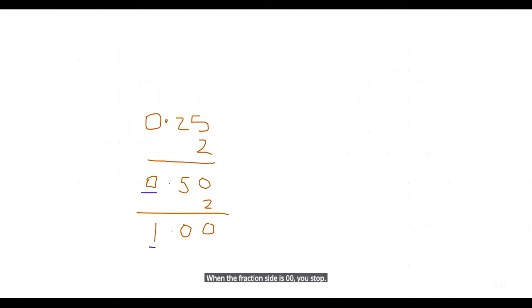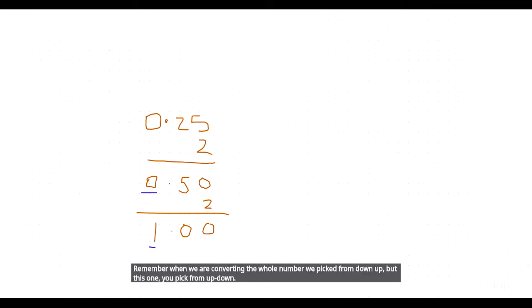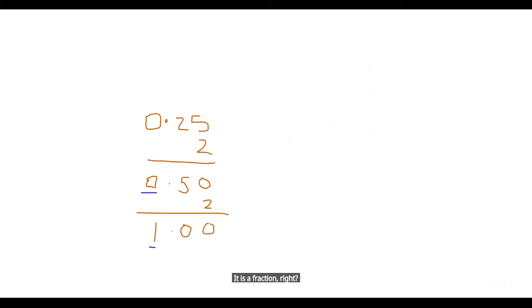Now you pick your digits from up, down. Remember when we were converting the whole number, we picked from down up. But for this one, you pick from up, down. It is a fraction, right? So it is going to be 0 point, and I've not picked anything yet. Then you pick from up, down. That will be 0, 1. That's the fraction conversion of this number, 0.01.